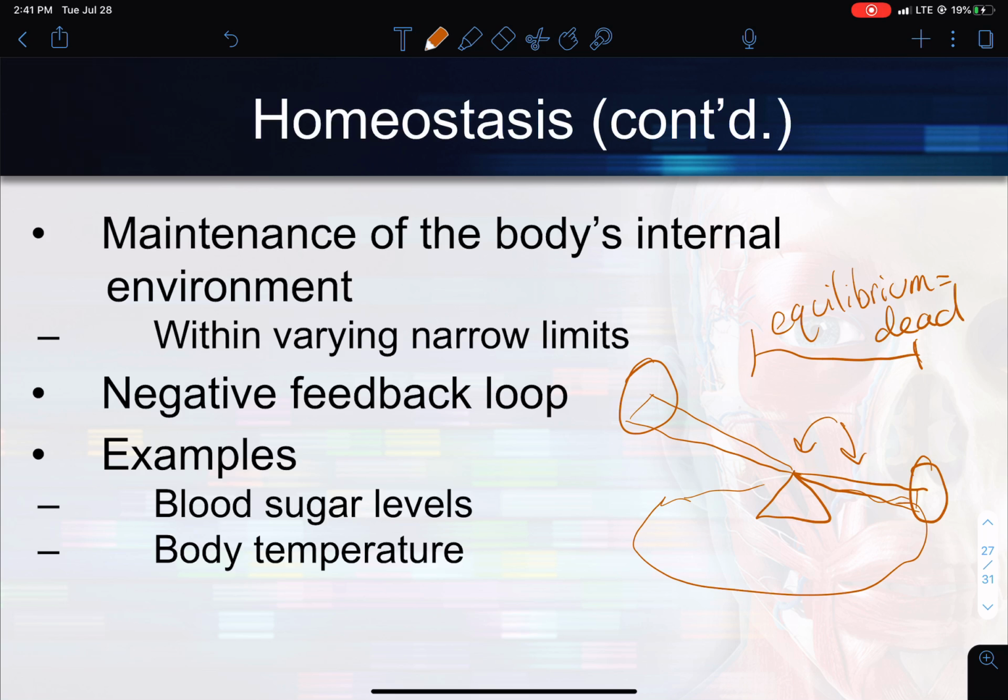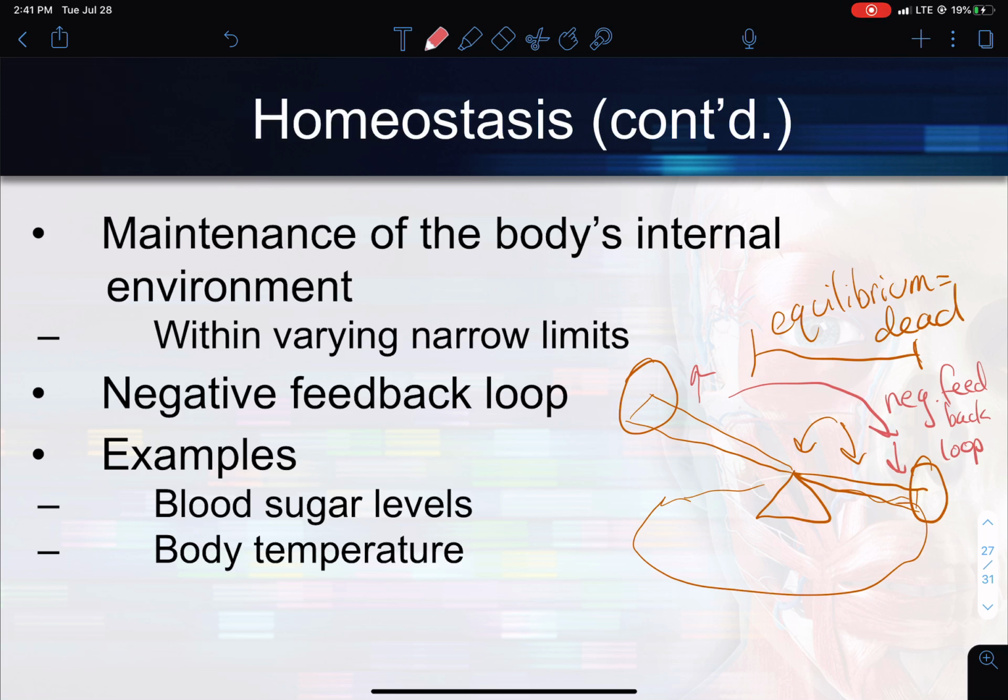So let's say that the teeter-totter is really high on one side. Well, in order to make it go back down to the other side, we're going to implement a negative feedback loop in order to get the teeter-totter back down, and vice versa. There's something called a positive feedback loop as well, but we'll focus on negative feedback loops first.